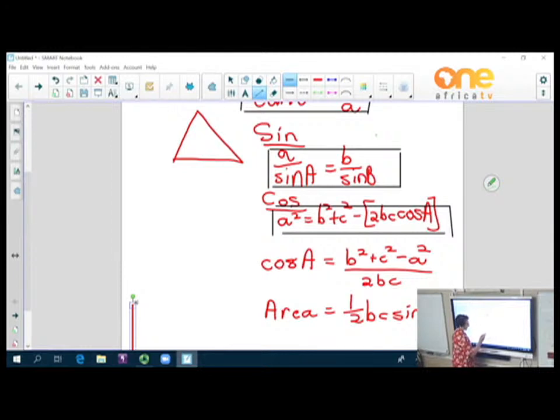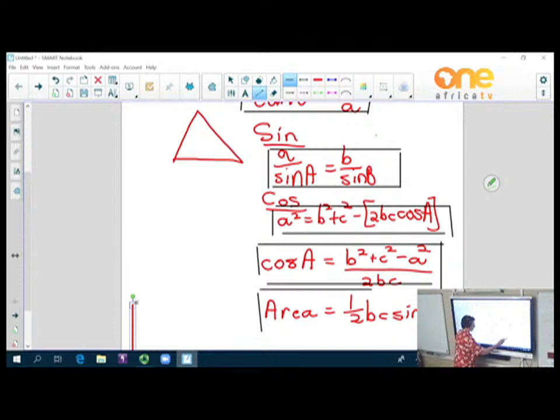Then we also have finding the angle when you have three sides. This is the formula: b squared plus c squared minus a squared, over 2bc. Again, you subtract the side which is opposite the wanted angle. And the last one is the area formula, which says half bc sine A.